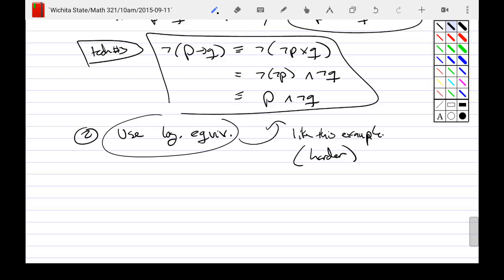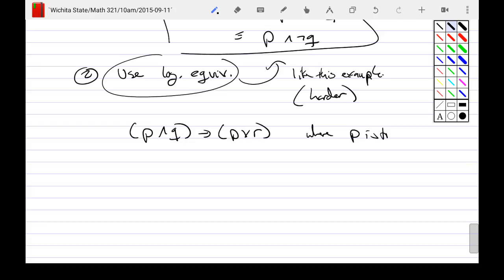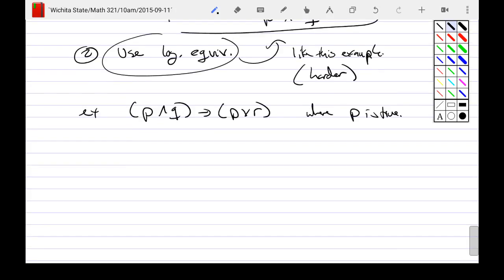Here would be, for example, what if we had things like P and Q implies P or R, where P is true. Could you simplify that? This is an example problem from the Praxis, which you have to pass if you want to teach high school.